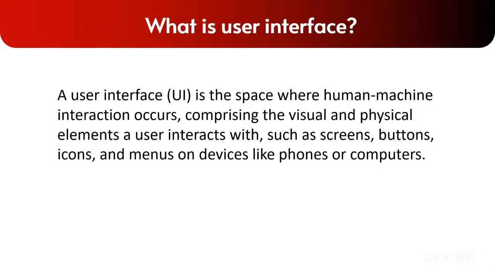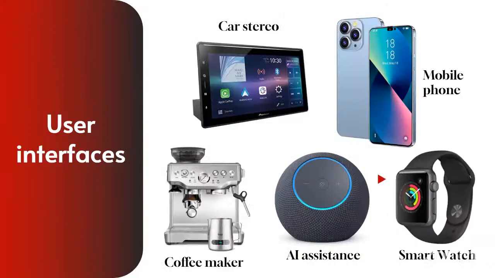user interface is about. Just to give us some examples, I'll bring this on the screen. So these are examples of different devices with user interfaces. For example, we have a car stereo. The car stereo has buttons as well as a screen that is responsive to your touch. We have a mobile phone. We also have a coffee maker. So coffee maker, is that a digital device? Well, depends on the coffee maker you're asking about. This particular one has buttons that can be pressed. So yes, this is a user interface.